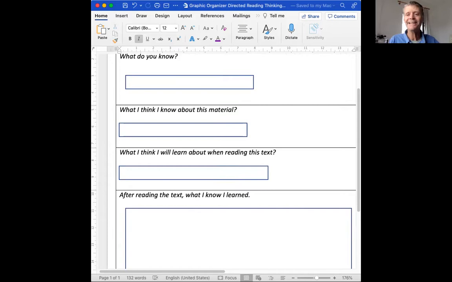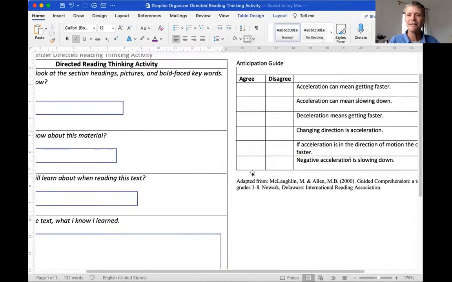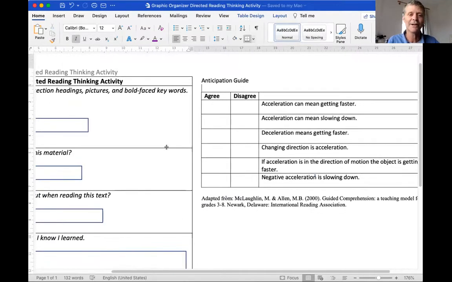Now to help guide them with this, they might need some extra questions to think about. These are anticipation questions I came up with for this reading. You would have to come up with specific questions for the sections you are reading, but it's a simple agree or disagree, yes, no type question. So for example, for this reading, it's about acceleration. Acceleration can mean getting faster. And the student would say, yes, I agree, or no, I don't agree.